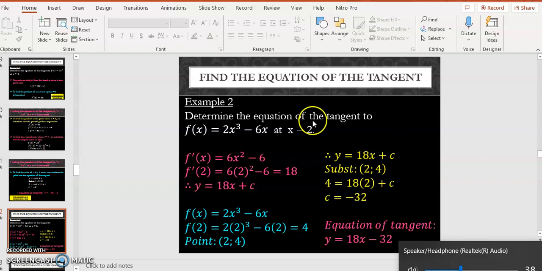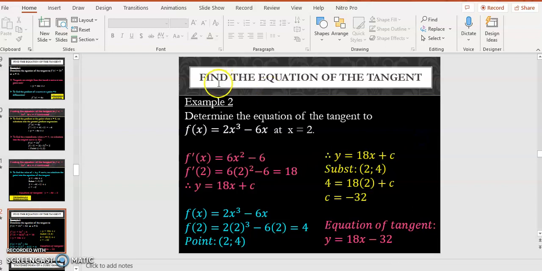This is series 8. This is where we reached the other time. We're trying to find the equation of the tangent that passes through this point at x is equal to 2. So to find the equation of the tangent, we need the gradient of the tangent. The gradient, which is m.